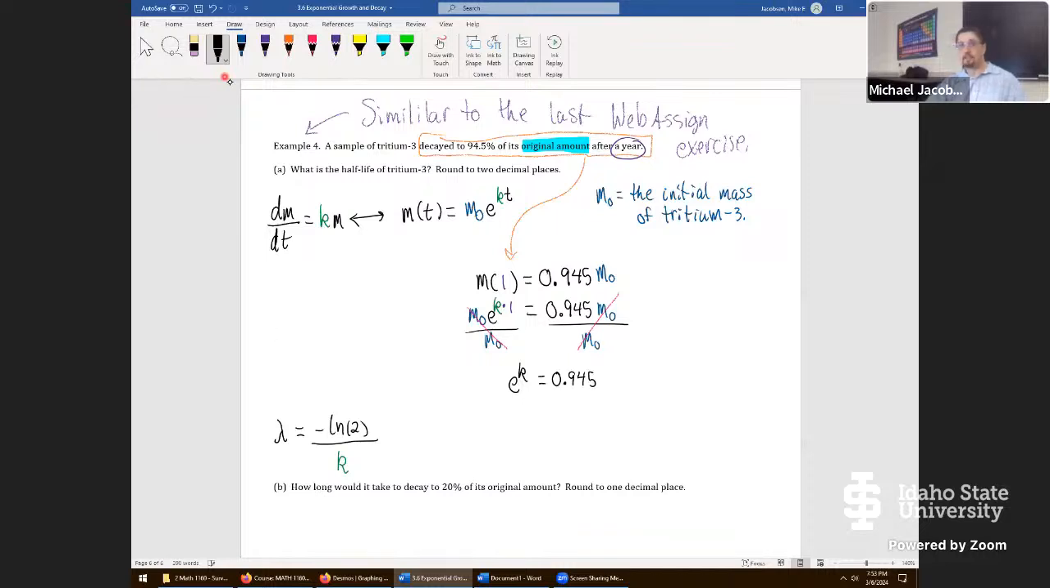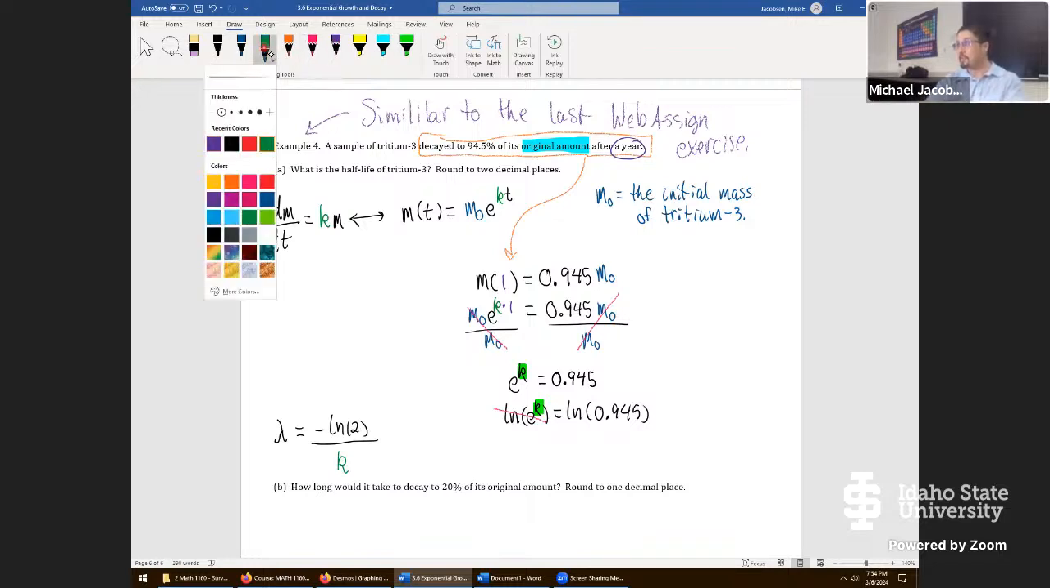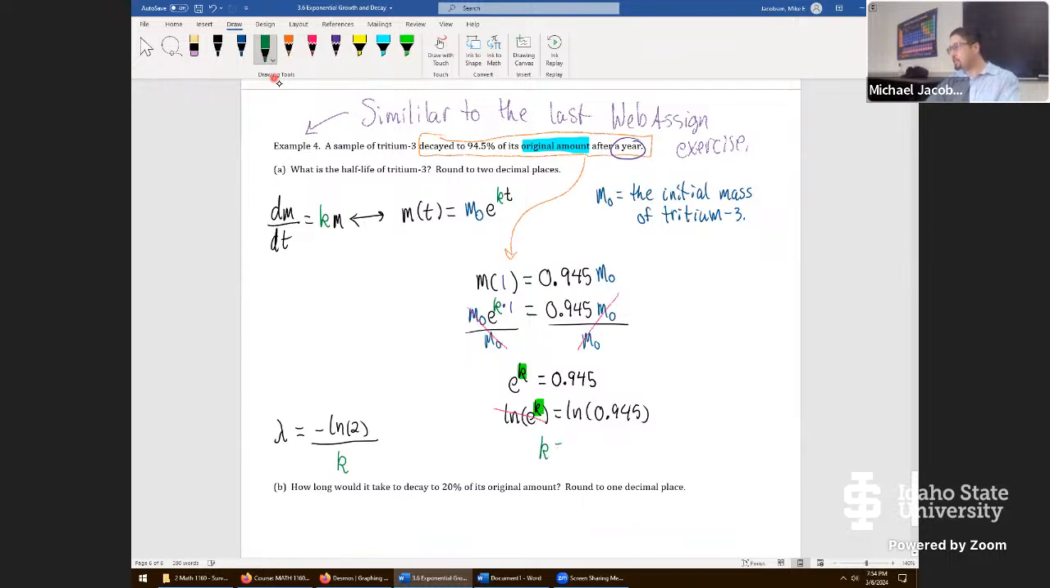0.945. So we take the natural log of both sides. Natural log of e to the k equals natural log of 0.945. And I forgot to color code the k. We'll just slap it with a highlighter. Here's the next cancellation. The logarithm and base e as an exponential are just gone. And we have k equals the natural logarithm of 0.945.